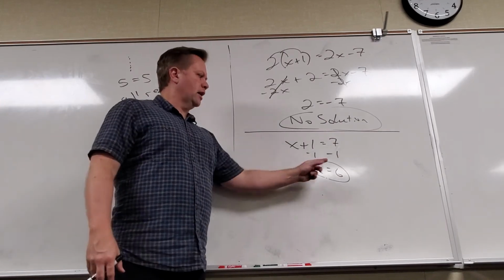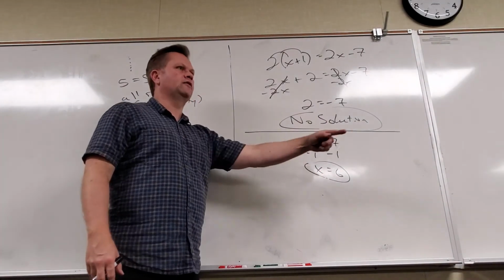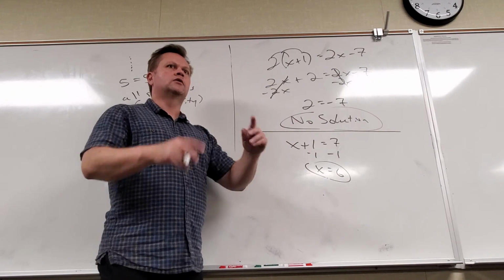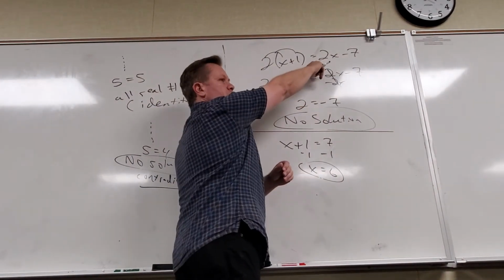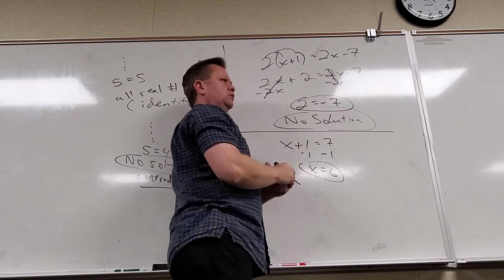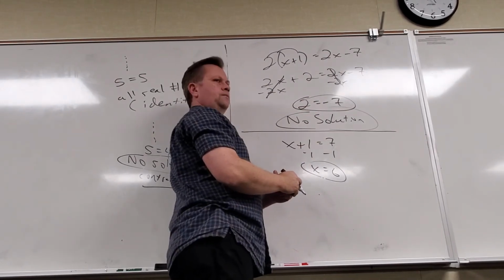How do I check it? I make this true, I put a 6 in there, and then I see if it's true. That's how I check it. So you interpret it exactly the same way here. This equation can only be true if this statement is true. It's not.